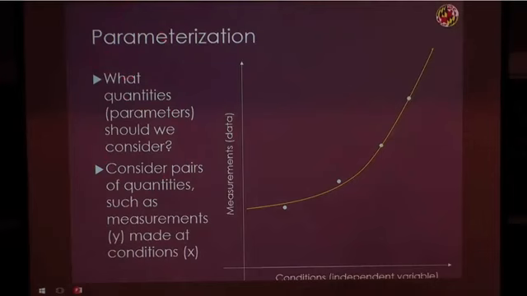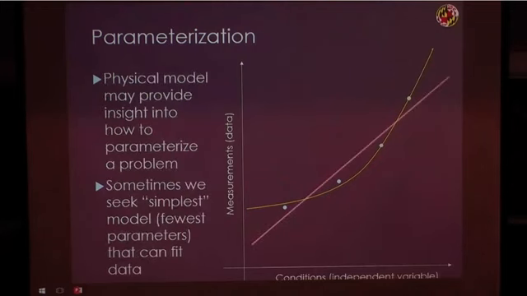What quantities or parameters should we consider? Should we search for the slope and the y-intercept of this line, or should we instead search for the parameters that describe this exponential? So like I said, physical models may provide insights into how to parameterize a problem.